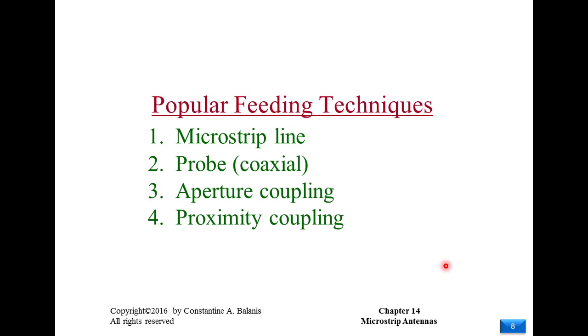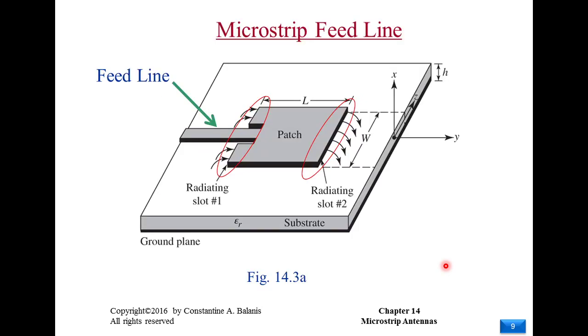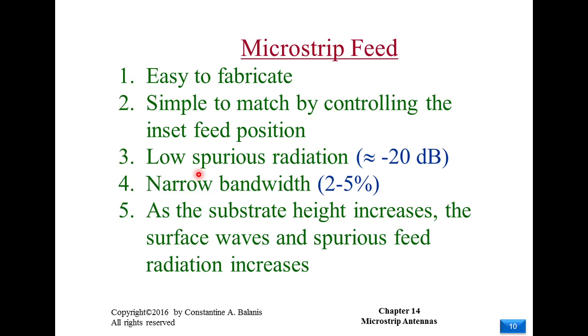So you read about the advantages and disadvantages, and here are the most common ways to feed microstrip antennas, as we are going to show them one by one. First, the microstrip feeding line: you have a microstrip transmission line on the top, and you use it to feed the microstrip structure. This transmission line references the ground layer, similar to the patch, and here is some information about this feeding mechanism and its features and characteristics.